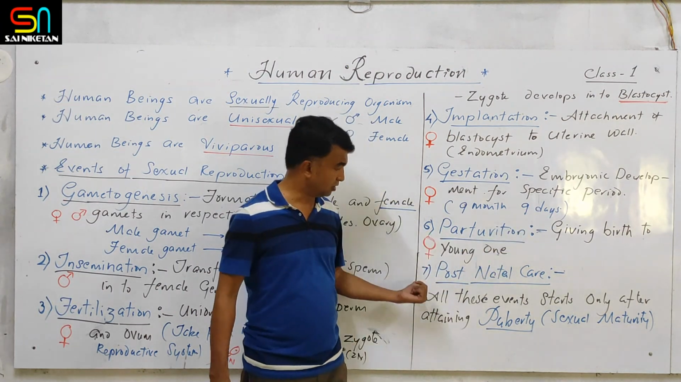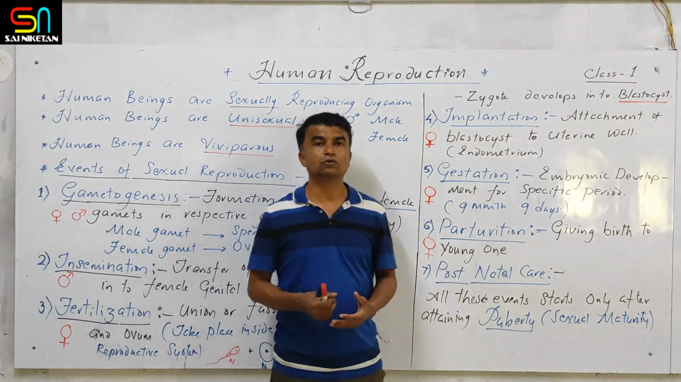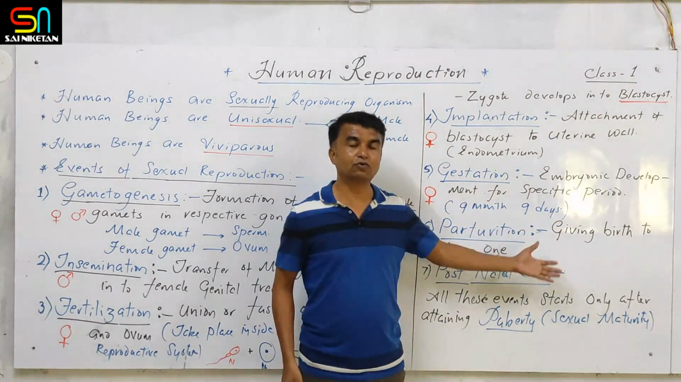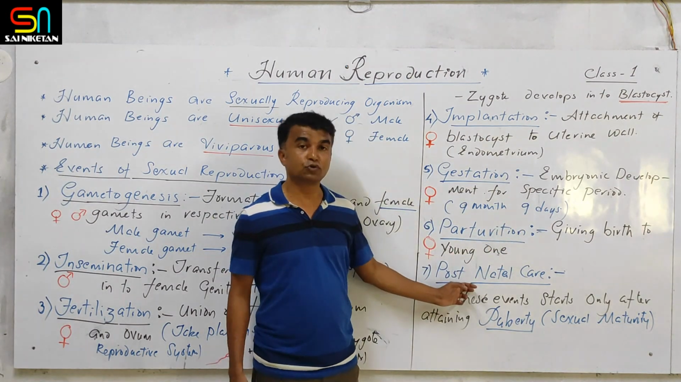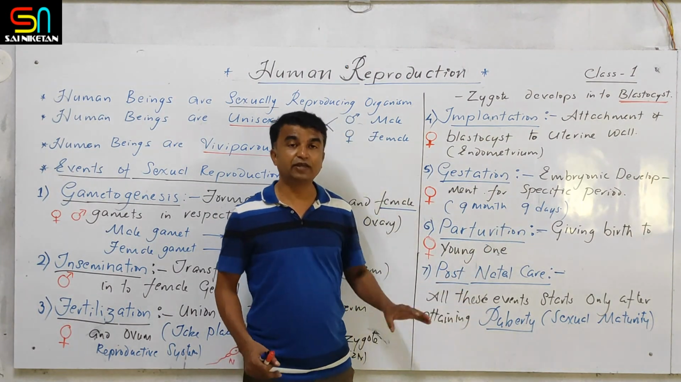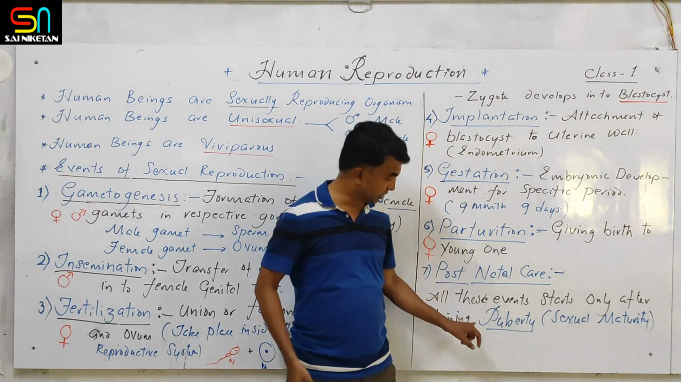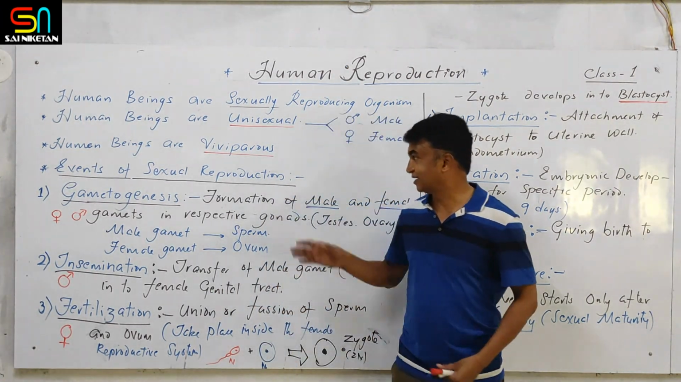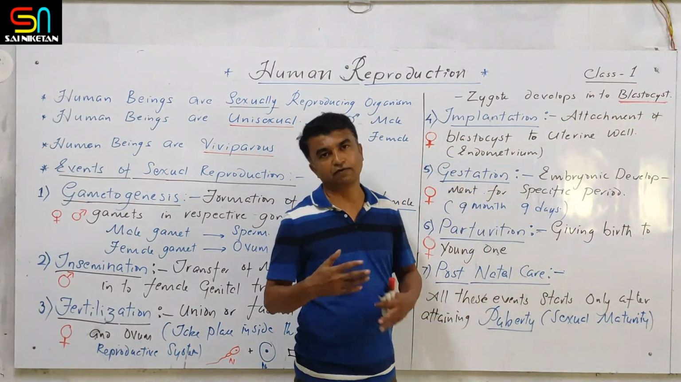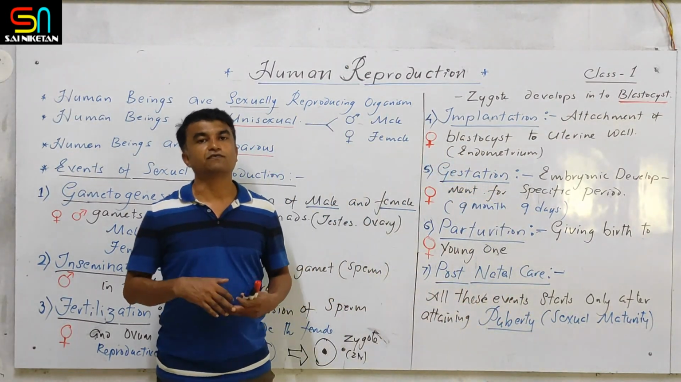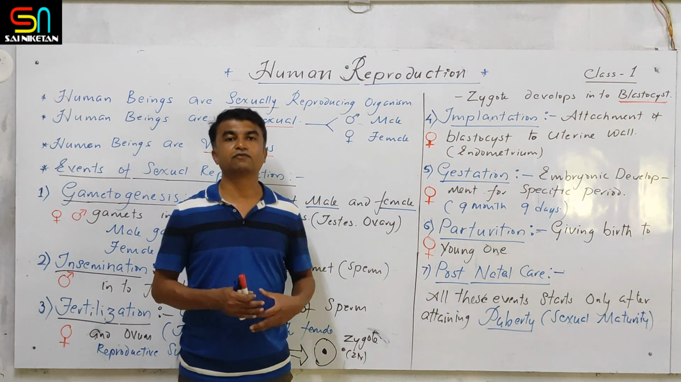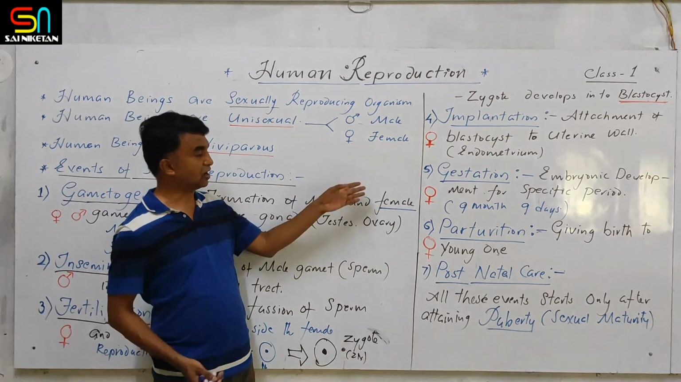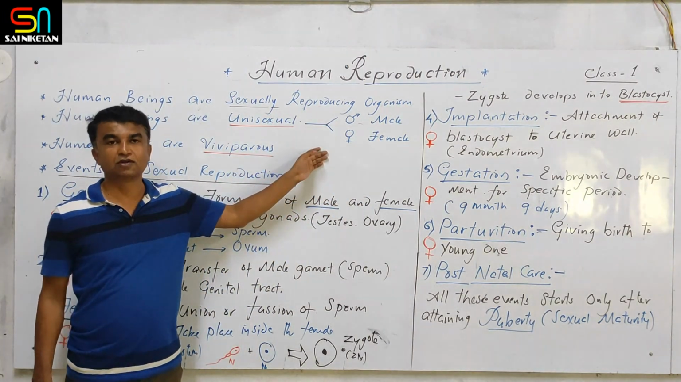Clear? After that, postnatal care means lactation takes place in the human female body, and that milk is supplied to the baby. That is postnatal care. Every event takes place only after the attainment of sexual maturity, which is nothing but puberty. Puberty is attained at the age of 14, 15, 16 based on physiology, surrounding environment and even culture. So this is the first class of human reproduction.